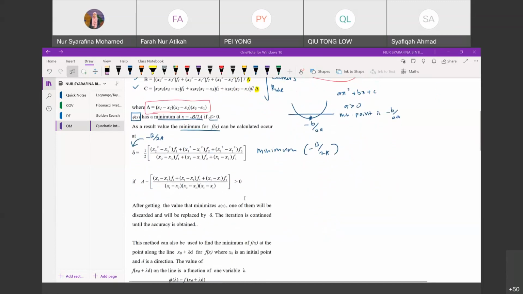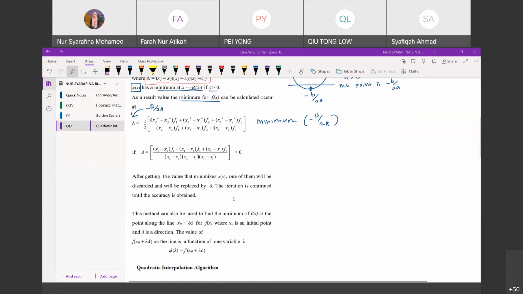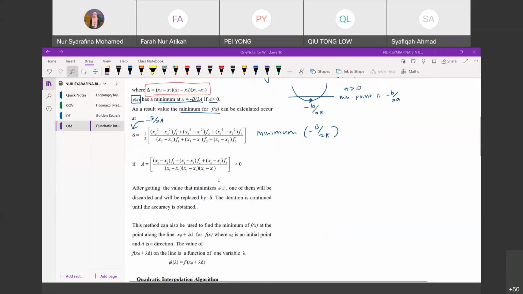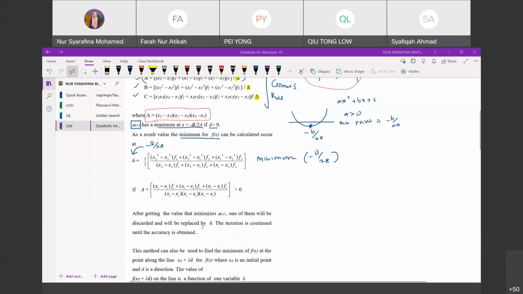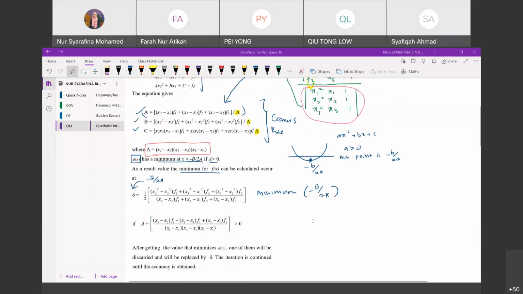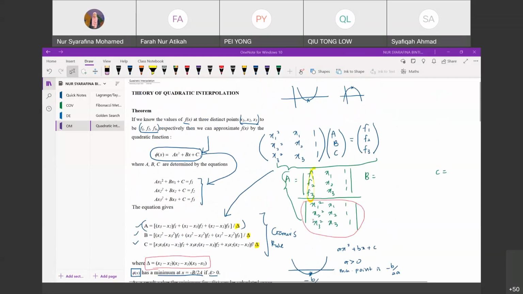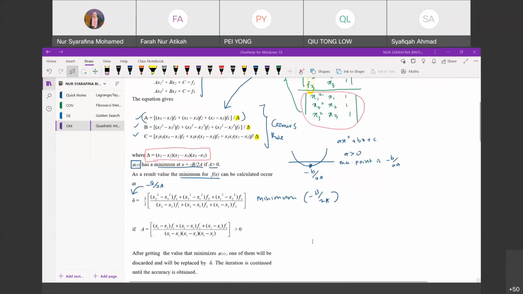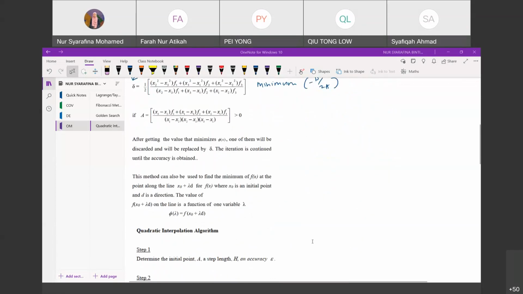Okay, so now after getting the value that minimizes the function, one of them will be discarded and replaced by delta. The iteration is continued until the accuracy is obtained. Basically we have ax squared plus bx plus c, only one x, right? We are using x1, x2, and x3 here as three distinct points in order to approximate the minimum value. So we are going to have a number of points in determining the minimum value.